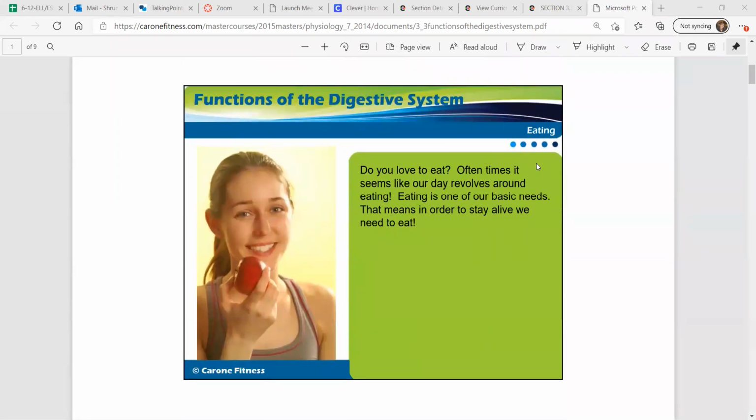Well, I love to eat, and most people actually like food. And oftentimes it seems like our day revolves around eating. Eating is one of our most basic needs. Water and food are our main sources for survival. That means in order to stay alive, we need to eat.